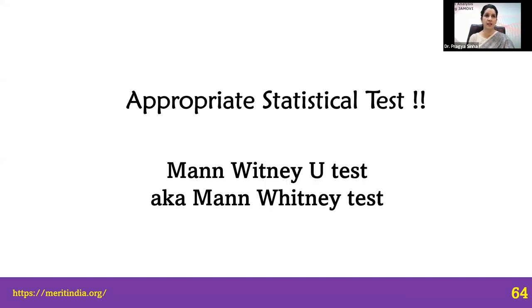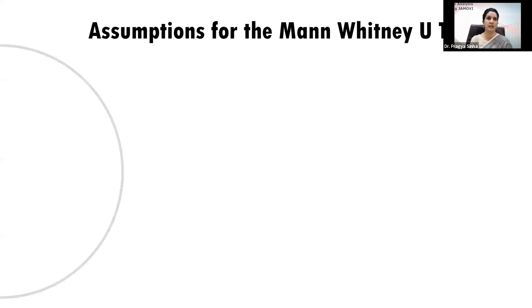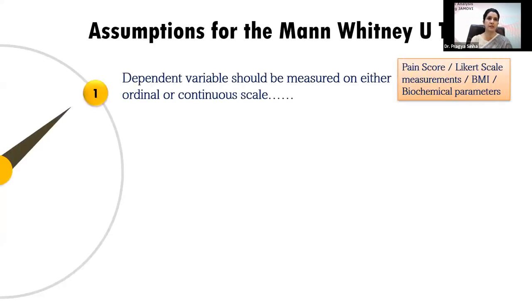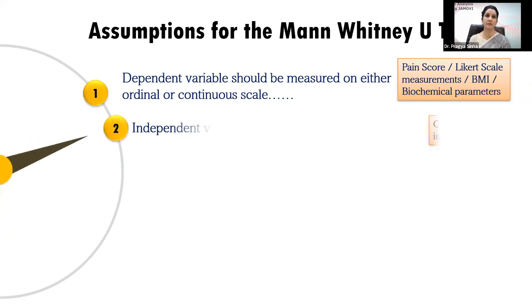So there was a spelling error. It is Mann-Whitney. And then there are certain assumptions of this Mann-Whitney U-test. The dependent variable should be measured either on an ordinal or a continuous scale, like a pain score, like a scale measurement score where we ask questions like highly agree, highly disagree, and then your BMI, biochemical parameters.